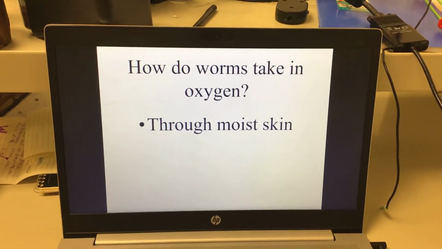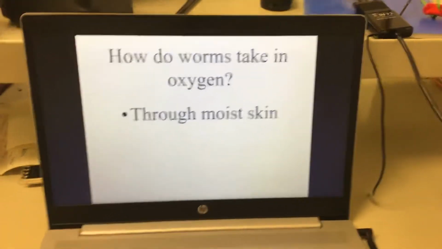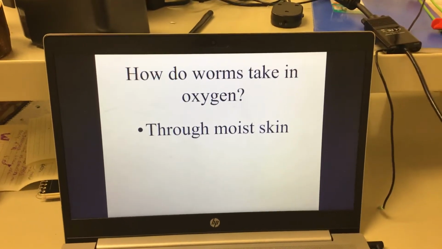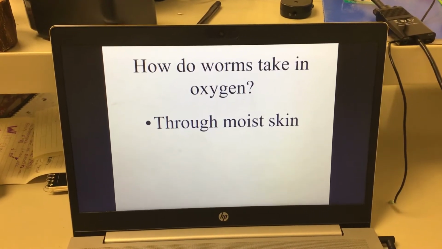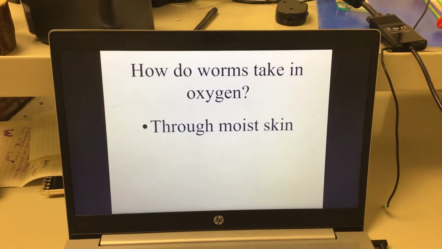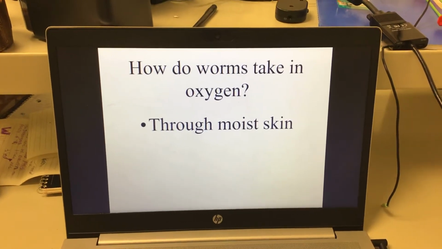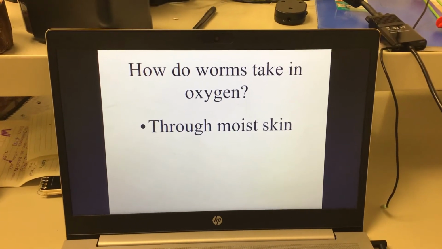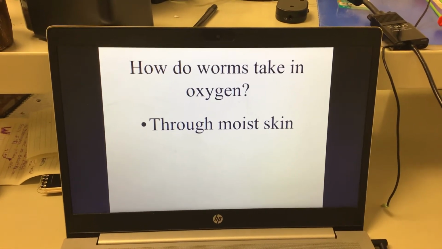So, like many things in water, breathe through gills, we breathe through lungs. They're going to breathe through their skin. Amphibians will do this some as well. But you notice earthworms need to be damp at all times. They need to be wet because it's easier for oxygen and carbon dioxide to go through their skin if they're wet. A dry earthworm is most likely a dead earthworm.